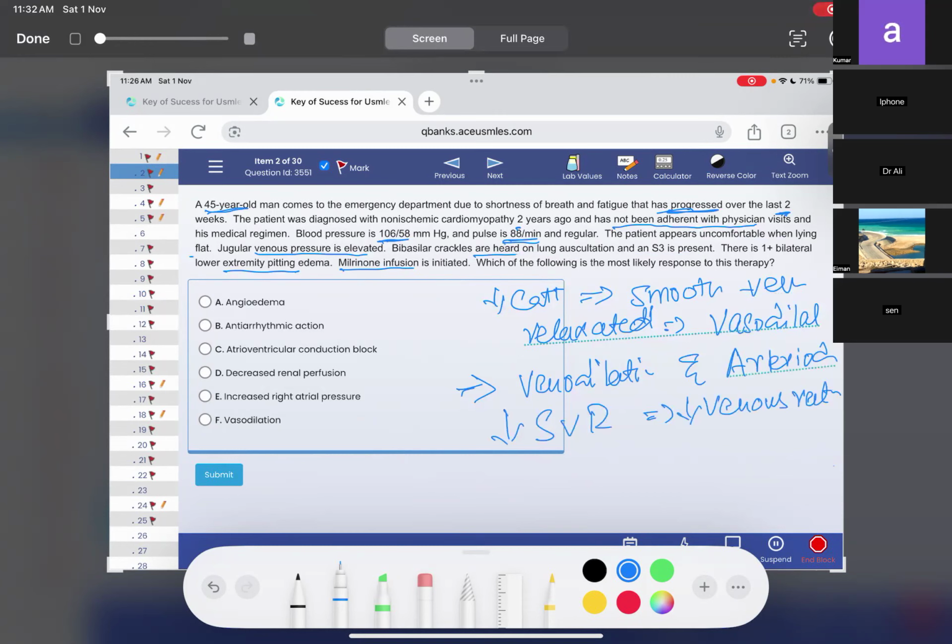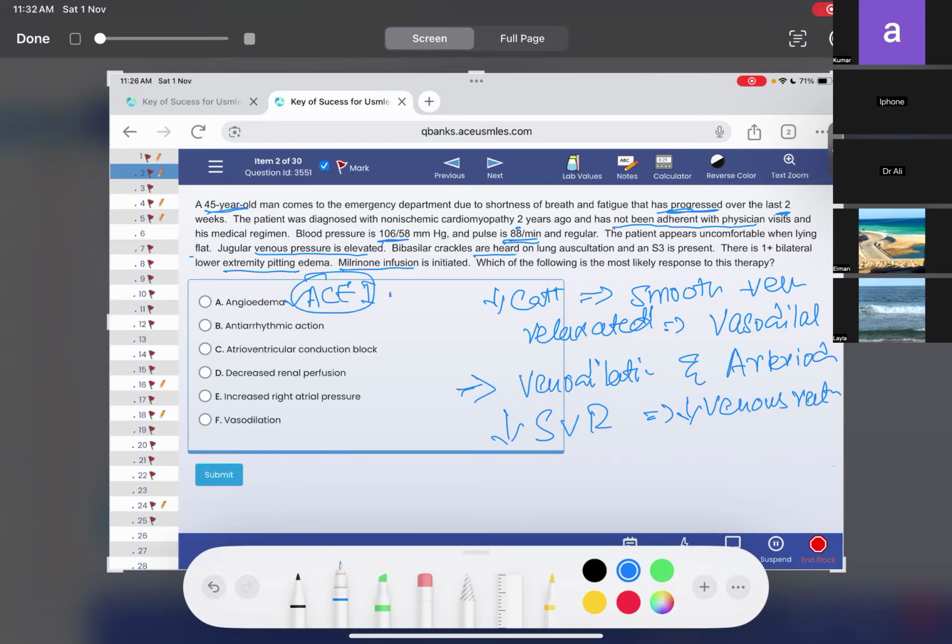So they are asking which one of the following is most likely responsible for this therapy. So let us discuss the options. Angioedema is the most common side effect associated with which one of the following anti-hypertensive medications? Can anybody name it? ACE inhibitor. Excellent.